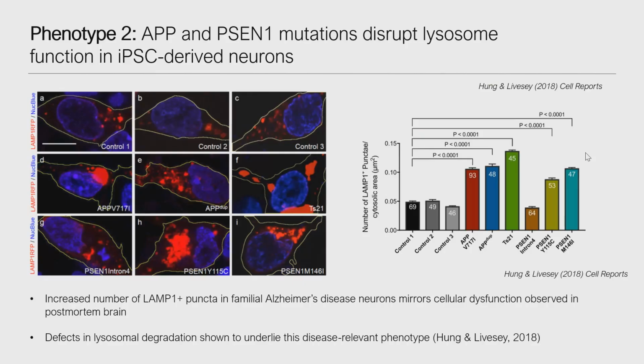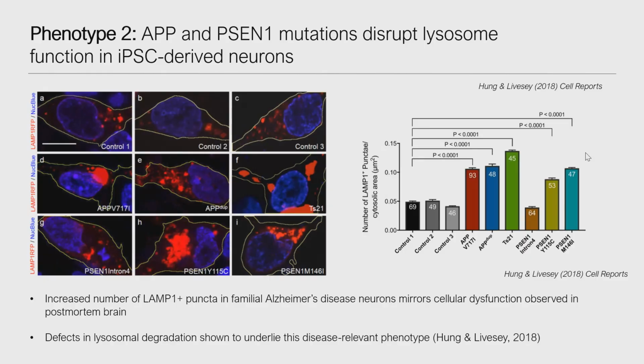Now, this is something that we also see in the APP and PSEN1 mutation neurons. So this enlargement of both the endosomes and the lysosomes. In this particular slide, you can see LAMP1 shown in red, with images from, these are cell bodies, so the blue is DAPI, showing the cell nucleus.